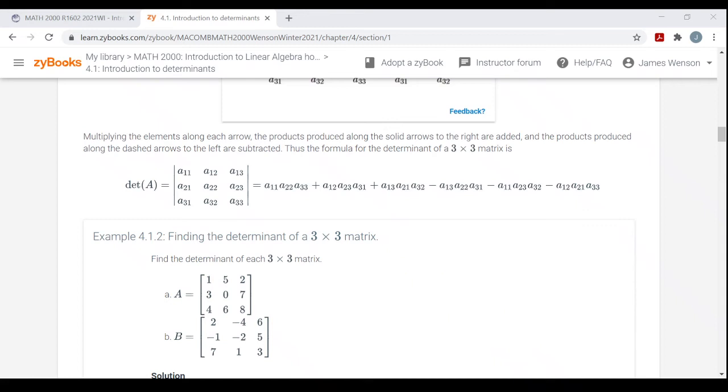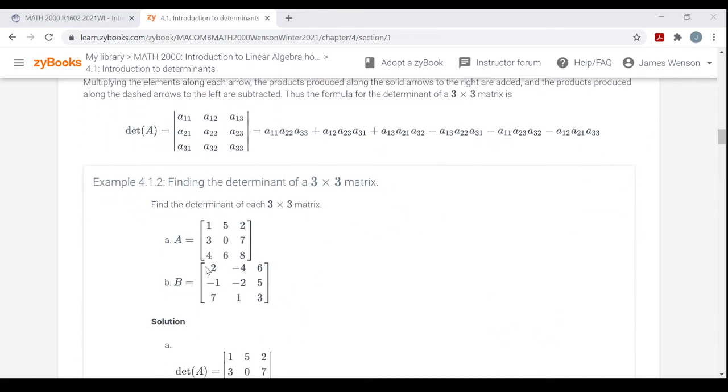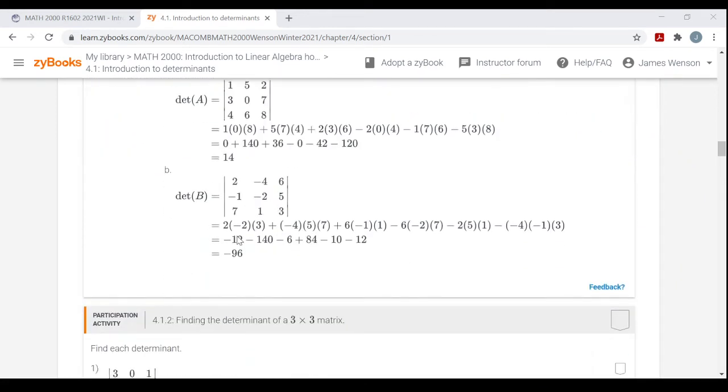All right. So I'm not gonna do B here. I'll let you read what they see. They got a bunch of sums, and then minus, minus, minus. All these products of the diagonal entries after copying the first two columns next to the matrix. And then again, you can double check with your calculator.